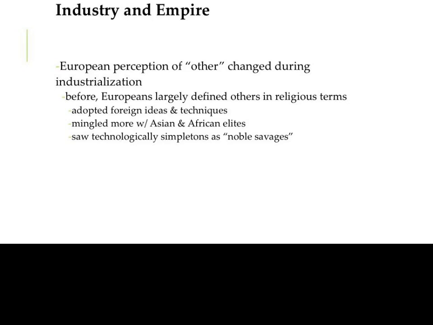Now, Europeans' perception of the other changed during the period of industrialization. In the past, Europeans had largely defined others in religious terms, but they had also adopted many foreign ideas and techniques, and they mingled more freely with Asian and African elites. And they had even seen technologically simple people at times as noble savages.